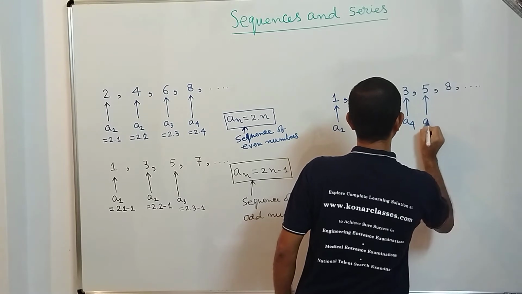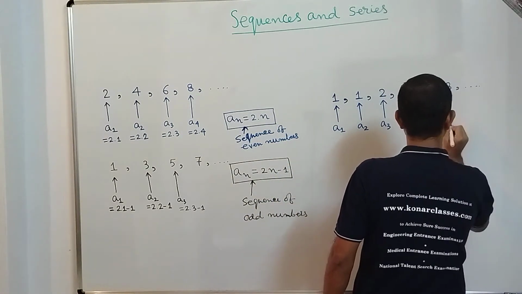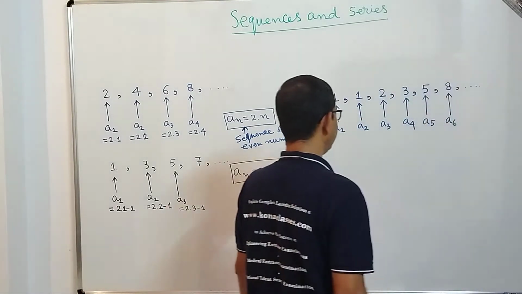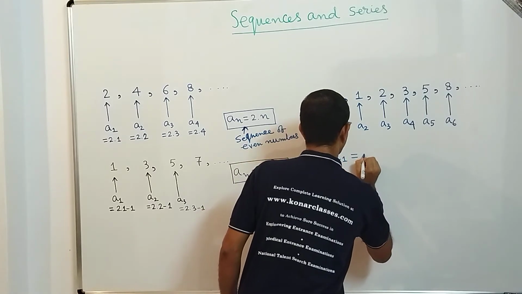A5 is 5, A6 is 8, and so on. So how do we define it? We define that A1 is equal to 1.